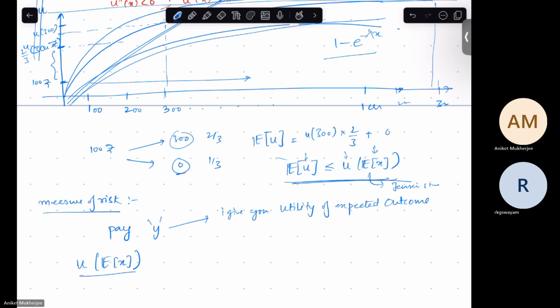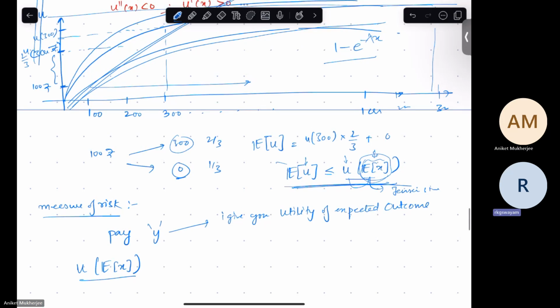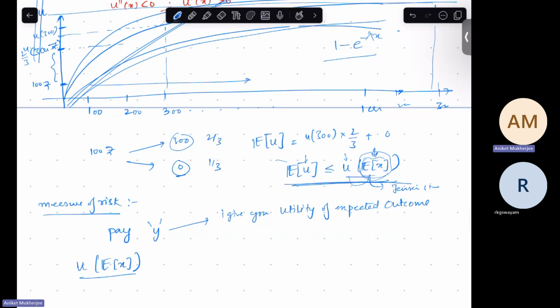So will it be the expected value of the utility? I mean, some argument should be passed here, isn't it? I understand your question, that this expectation need not lie in the outcome space. That's what you're saying, right? Yes. So the argument is the average outcome.